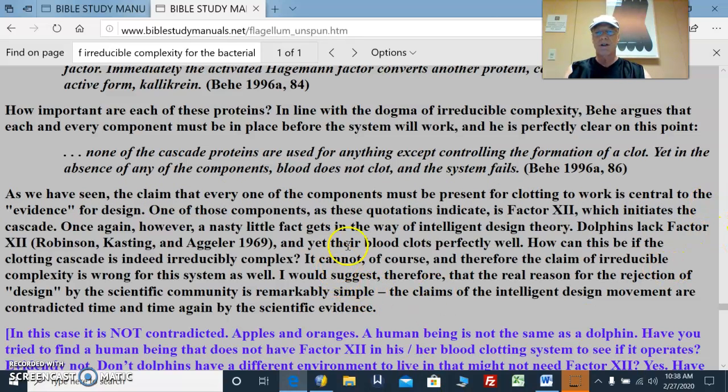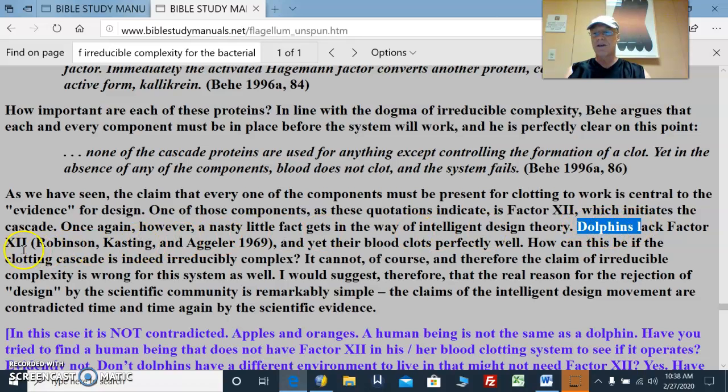One of the components is, as these quotes indicate, Factor XII, 12, which initiates the cascade. Once again, however, a nasty little fact gets in the way of intelligent design theory. There you go again. Dolphins. Oh, are dolphins similar to dogs? Where do dogs live? Water? No. Dolphins occupy the terrain, the ground? No, that's the water. They occupy an atmosphere of water.